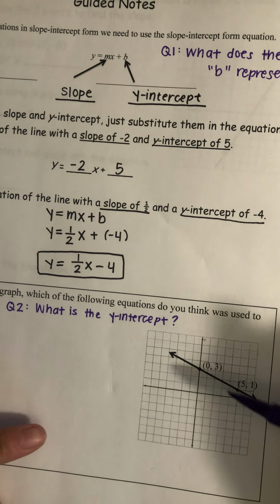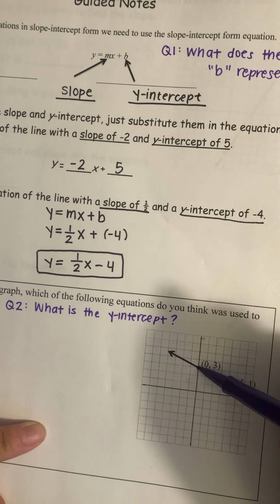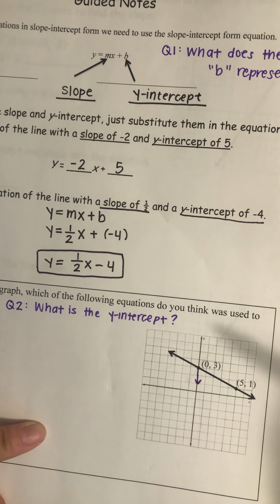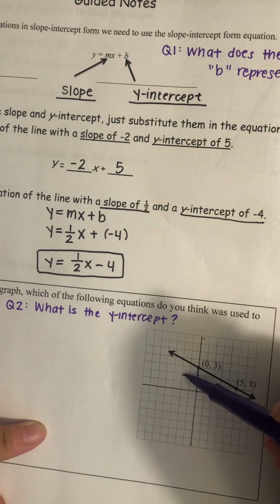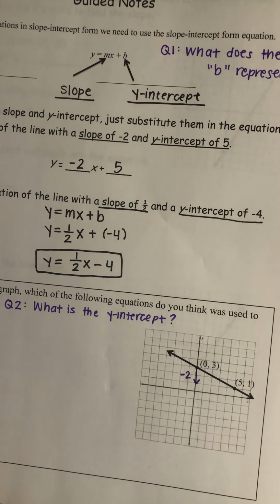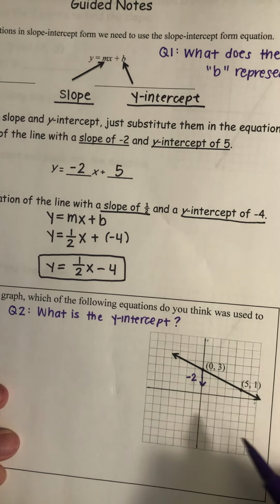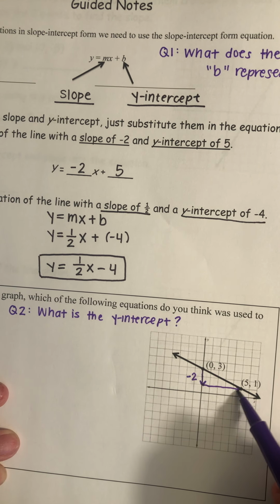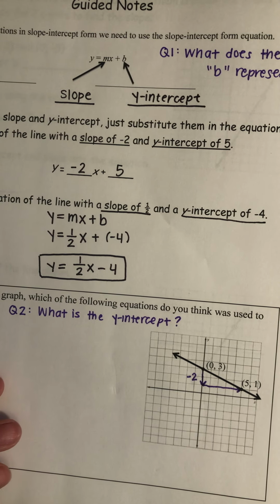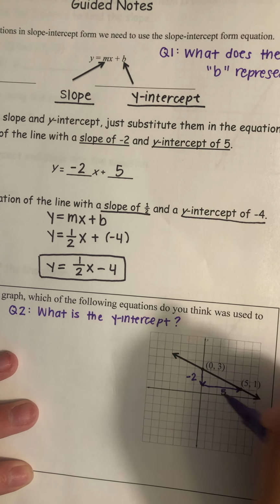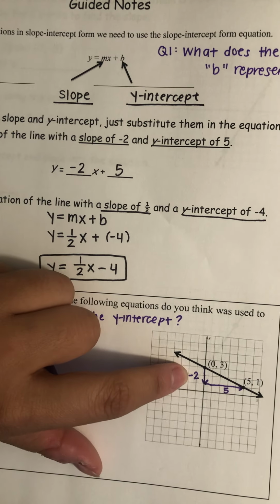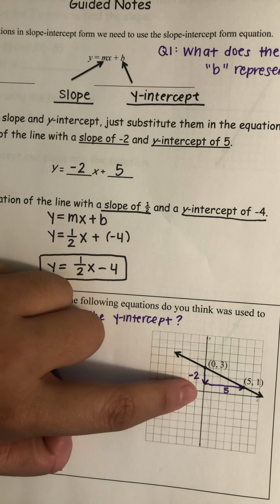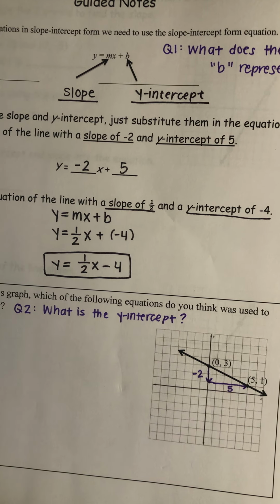And I'm going to notice that from this point here, I'm going to go down 2 spaces. Right? I'm going to move down 2 spaces, giving me a negative 2 because I'm moving in the downward direction. And then I'm going to go ahead and move 5 spaces to the right, giving me a positive 5. So my rise is negative 2 and my run is positive 5.